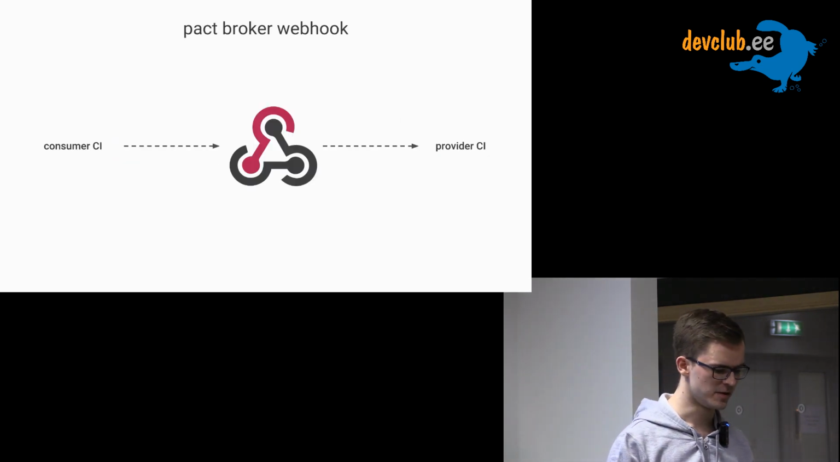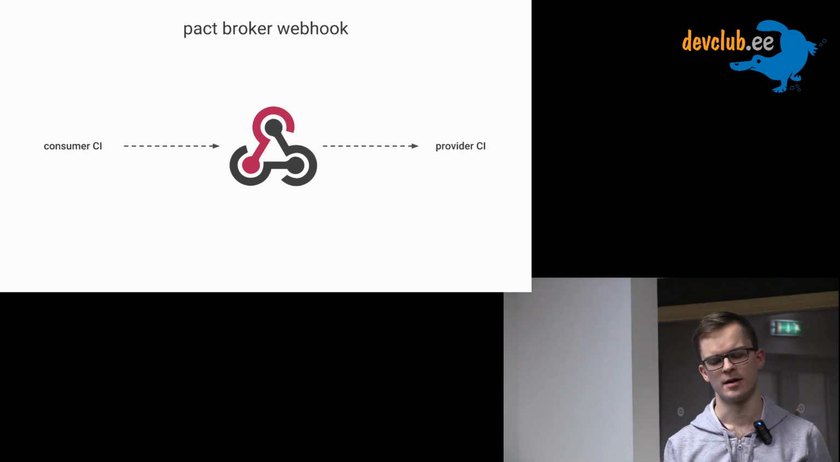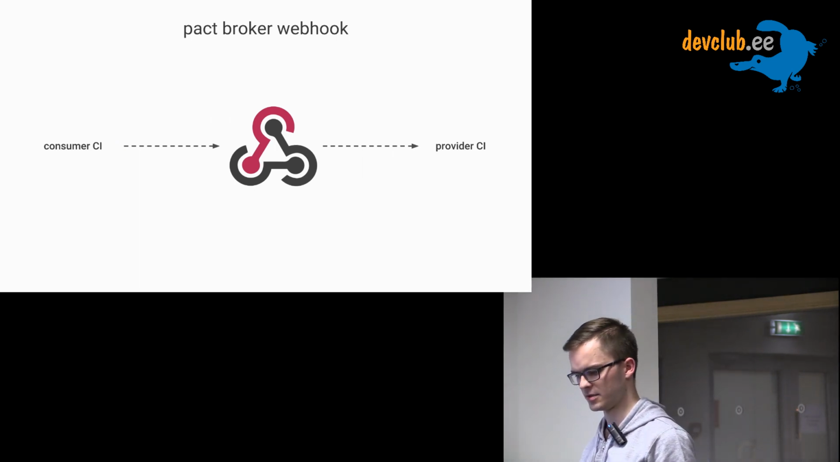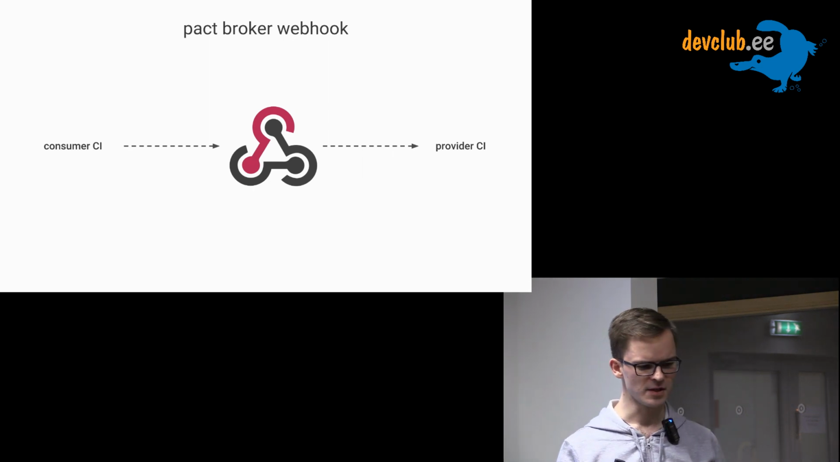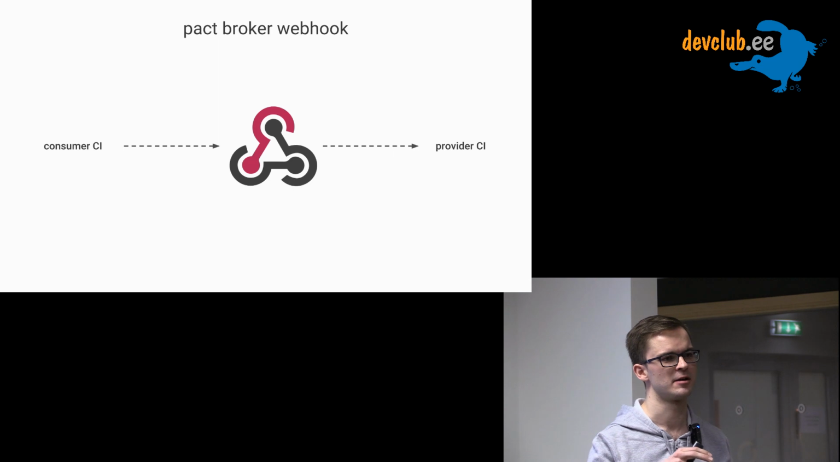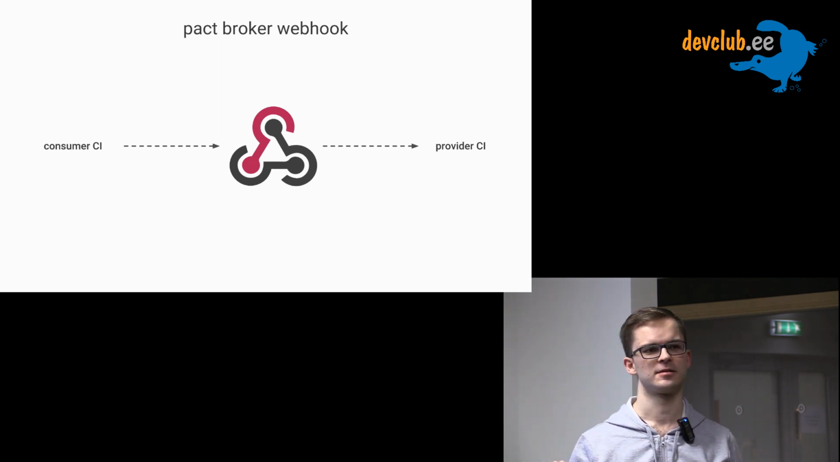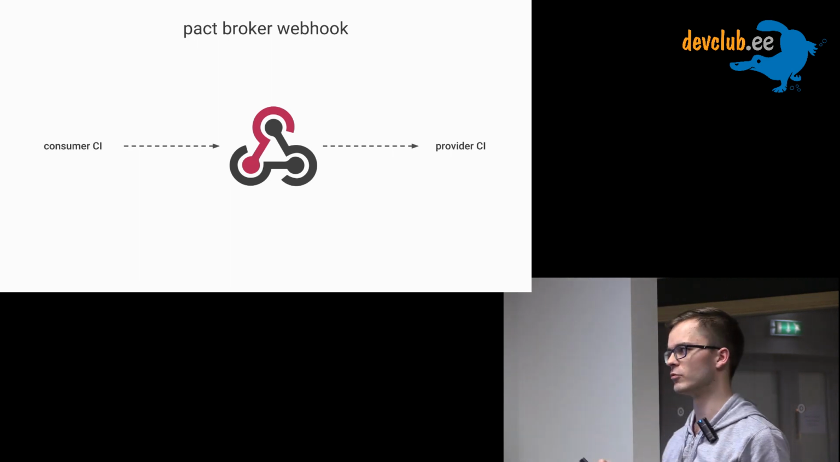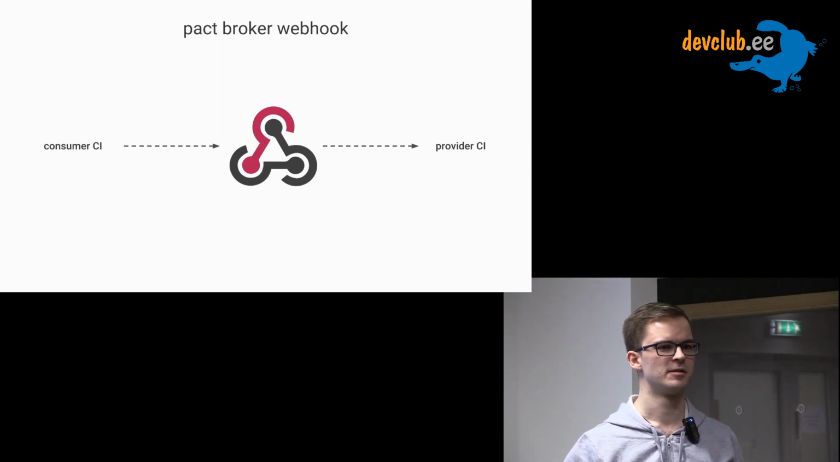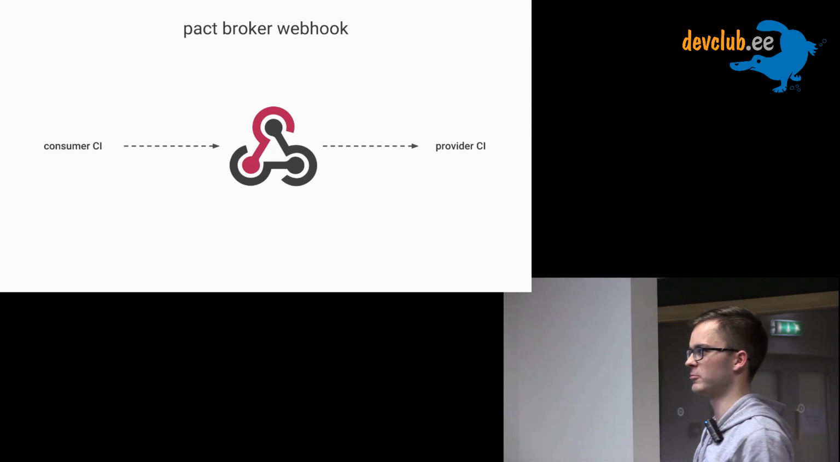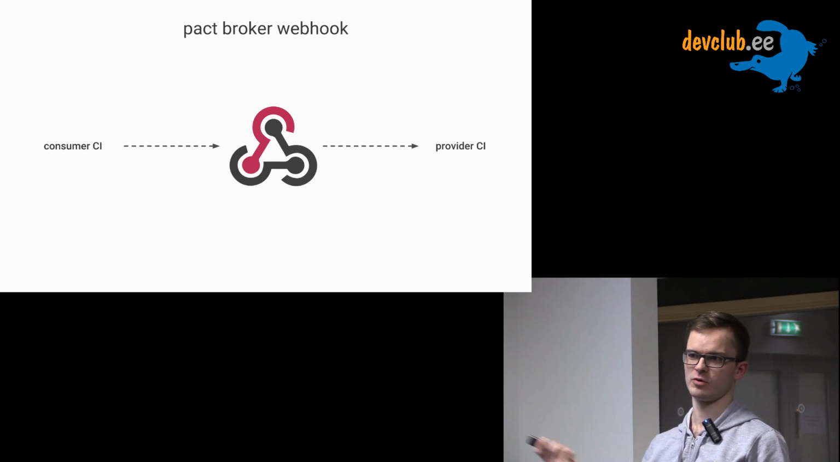Pact broker has this feature called webhooks, and you can integrate this into the CI system as well, meaning that, for example, on the consumer side, if a new Pact is published and the Pact itself is semantically different from the previous one, Pact broker will call this webhook, and you can, for example, trigger the provider CI build from that, and you will get immediate feedback whether the provider side is okay with what you did.